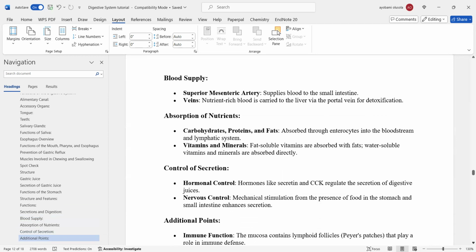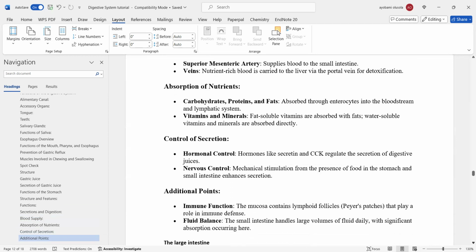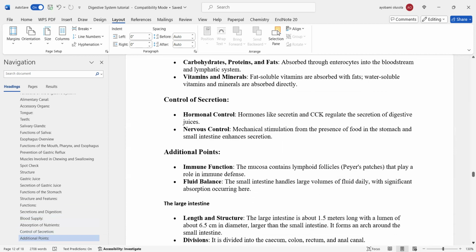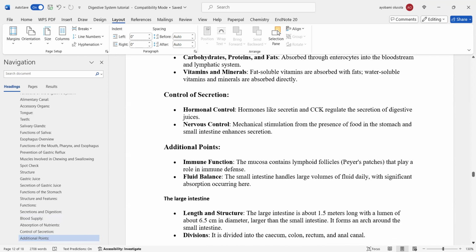Then the absorption of nutrients takes place in the small intestine. That's all you need to know. And the absorption takes place through enterocytes into the bloodstream or the lymphatic system. Now, hormones like secretin and CCK, cholecystokinin, regulate the secretion of digestive juices.